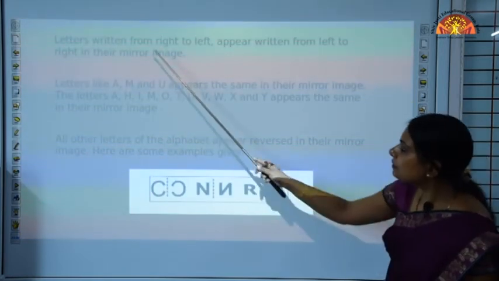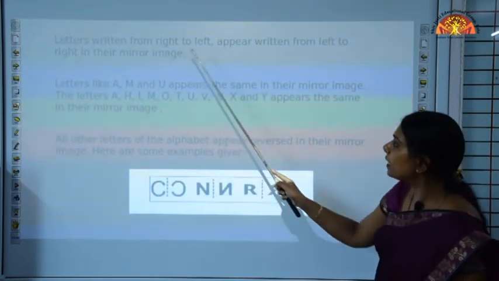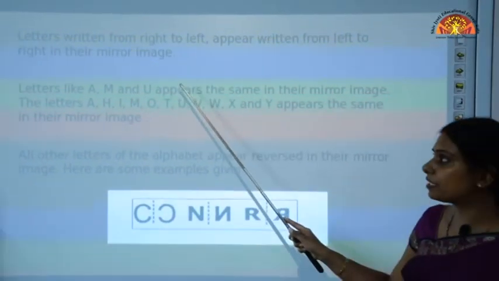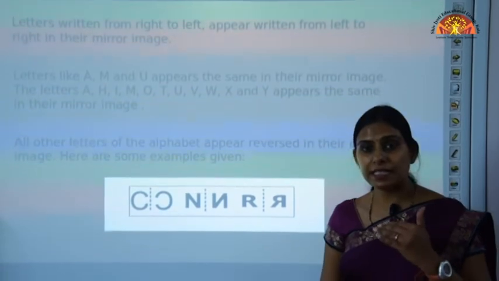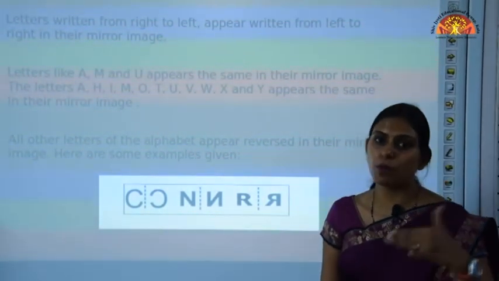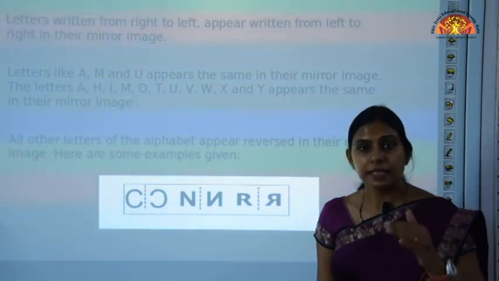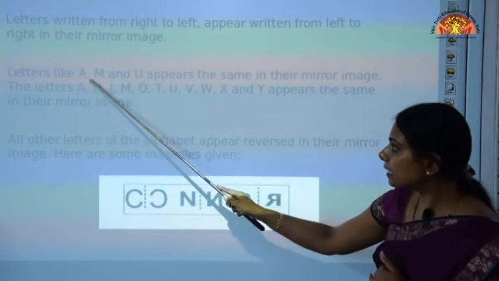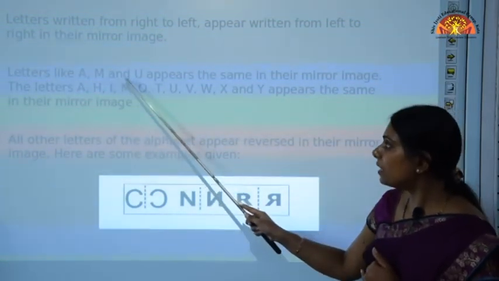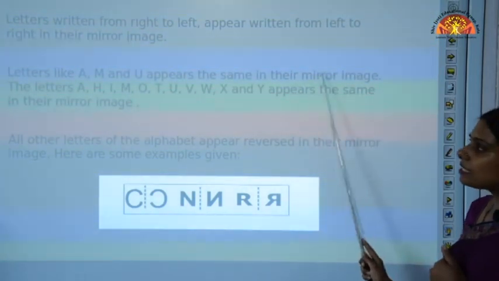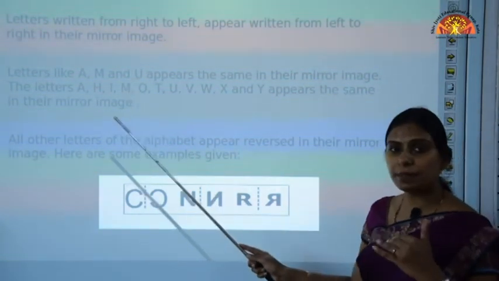Now you can see here that letters written from right to left appear written from left to right in the mirror image. So children, some of the letters are such that they appear inverted or reversed. Letters like A, M and U appear the same in their mirror image. These are the three letters which appear the same in their mirror image.